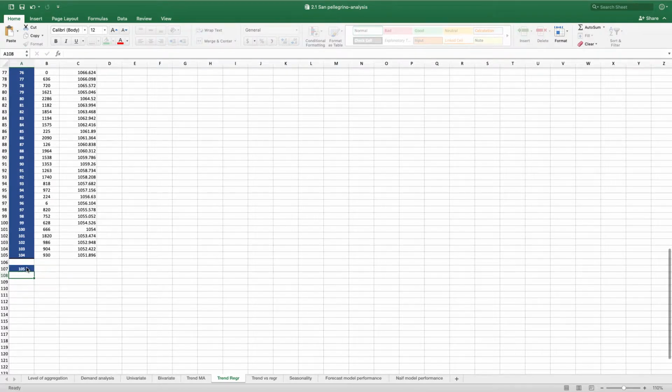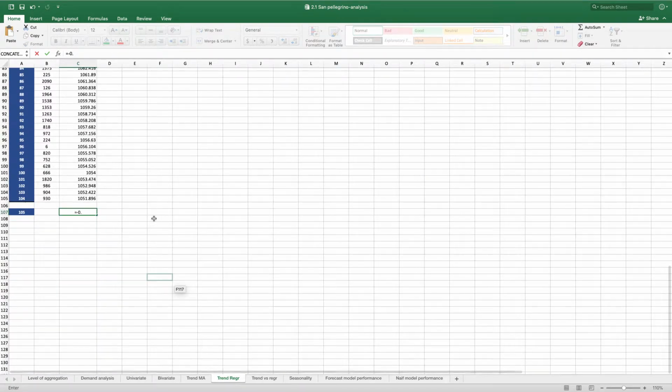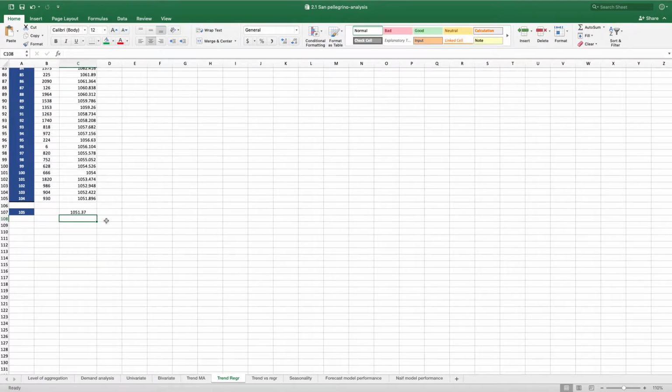If I want to know the demand of week 1, so 105, for here third, I just have to apply the same formula, minus 0.526 multiplied by what? 105 plus 1106.6. So the expected value of the demand tomorrow will be 1051.37.